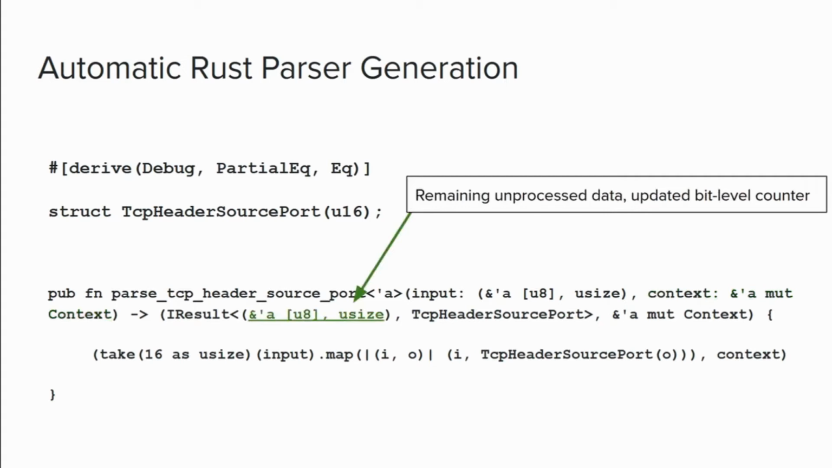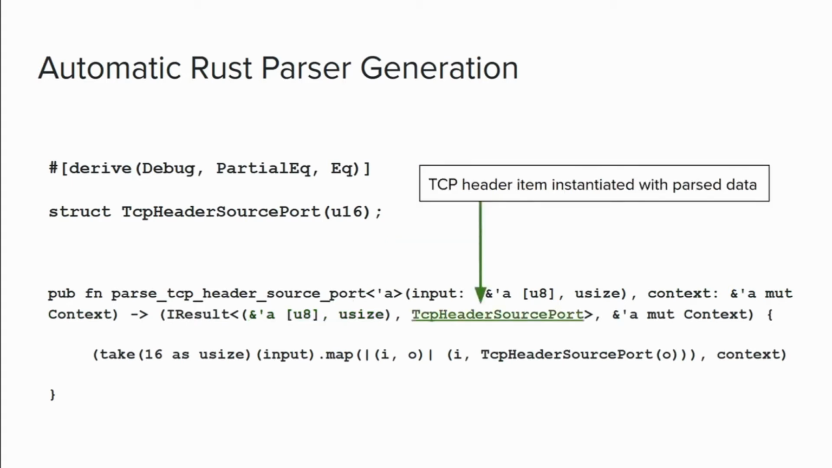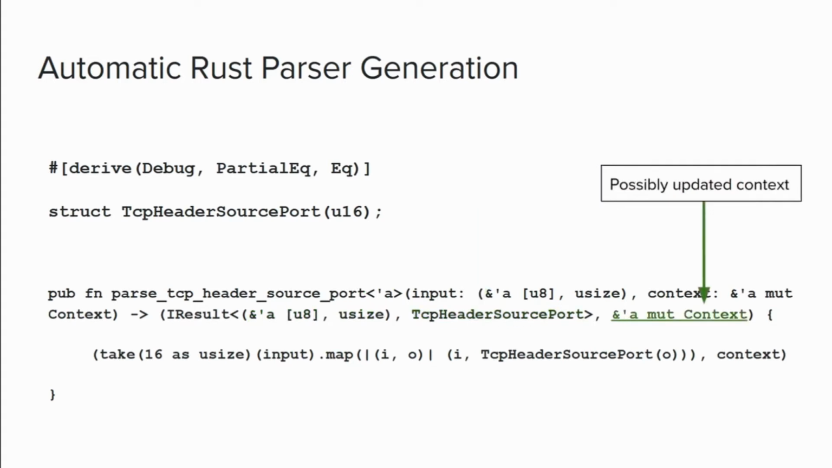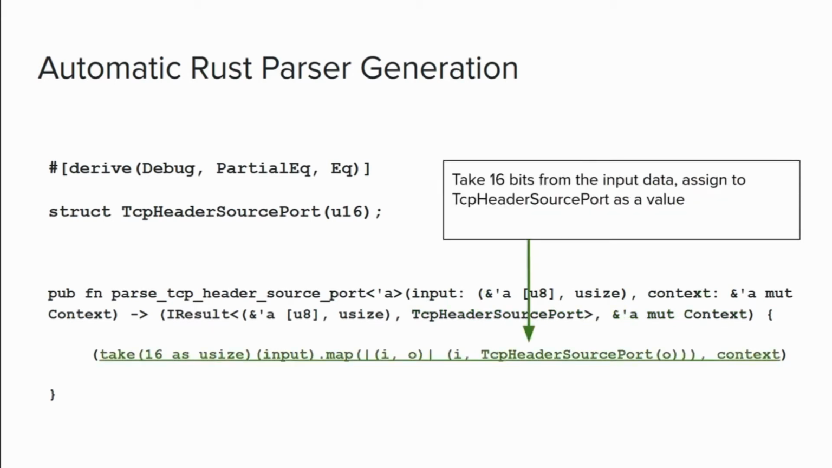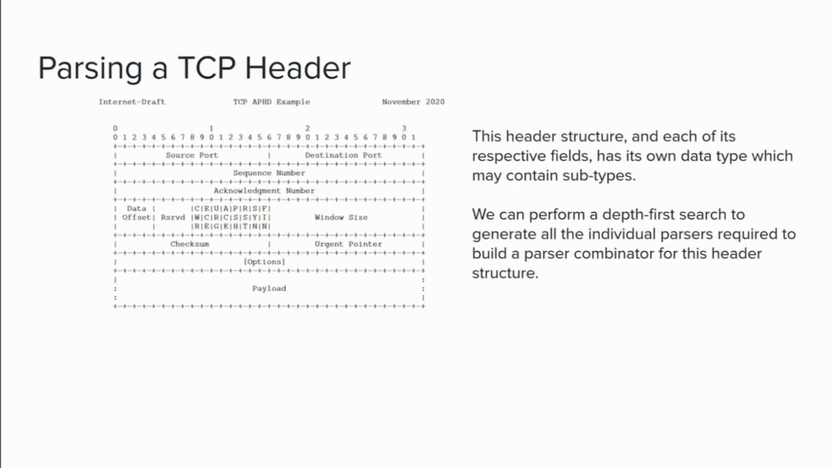Our outputs are a nom-specific result type, containing the remaining bytes left to be parsed, an updated bit counter, and a TCP header item instantiated with the correct value read from the byte array. We also return a mutable reference to our possibly updated context. The parser function itself takes a defined number of bits from the input byte array, in this case it will take 16 bits, and then assigns the value of those taken bits to the custom Rust type as needed.